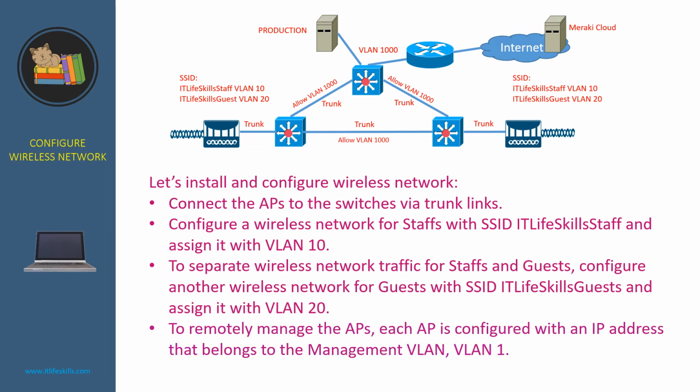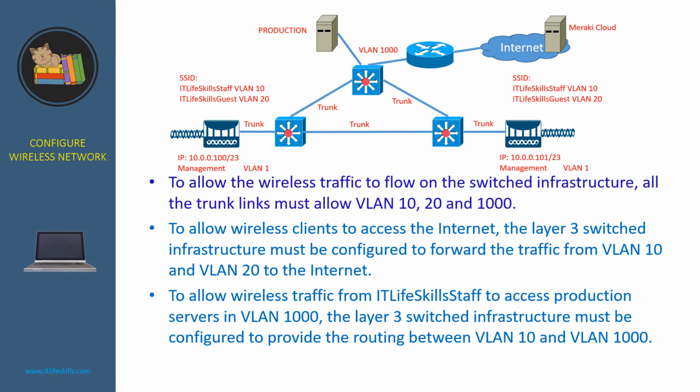To remotely manage the APs, each AP is configured with an IP address that belongs to the management VLAN 1. To allow the wireless traffic to flow on the switch infrastructure, all the trunk links must allow VLAN 10, 20, and VLAN 1000. To allow wireless clients to access the Internet, the Layer 3 switch infrastructure must be configured to forward the traffic from VLAN 10 and VLAN 20 to the Internet.